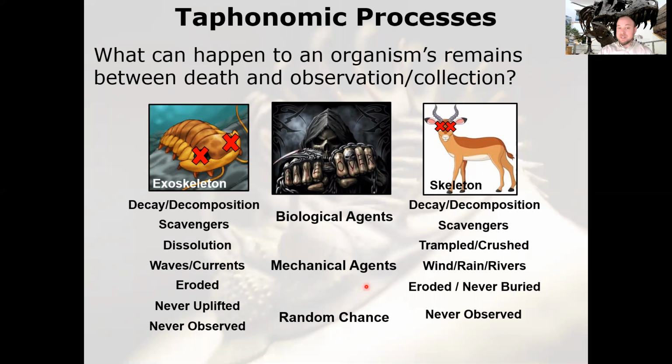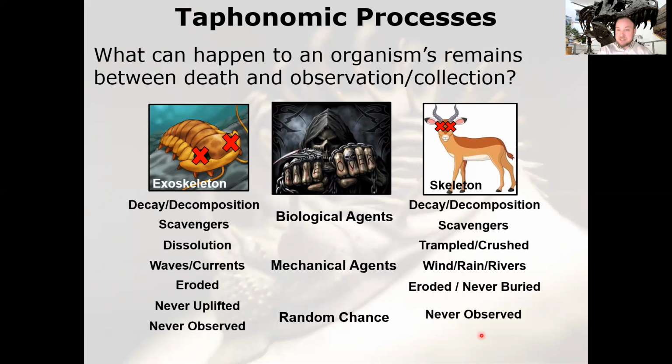And then there are the mechanical agents: wind, rain, rivers. These things erode hard, solid rock. They also break down and erode skeletons. Again, if something's being transported in a river, if you think about a deer or something that died alongside the river, if it starts being transported, it's going to be broken up into bits and scattered about, maybe so much that we're not even able to figure out what it was. It could also be eroded away, or it could just never get buried. The organism never gets buried, it stays out on the surface of the earth, and eventually it erodes into dust, and we never are able to find it.